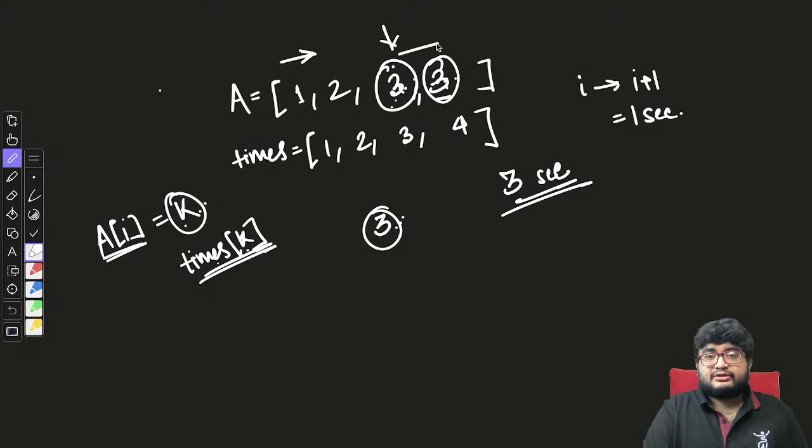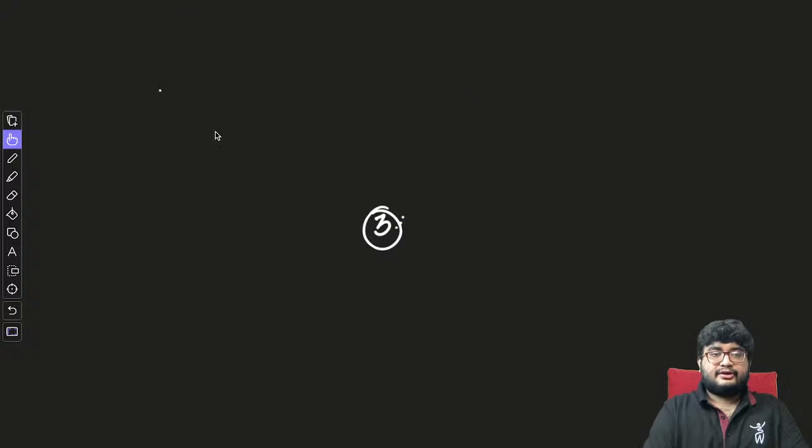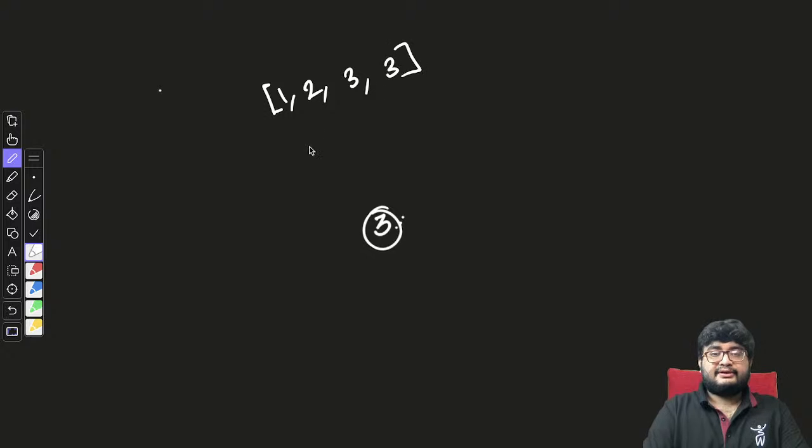But from this 3 to this 3 will just take 1 second to move, right? So we come to this 3 in 1 second, and we have to wait 2 more seconds, because after 3 seconds we'll be able to pick it. So we'll wait 2 more seconds, and then we can pick up this 3 as well. So let's dry run this once, and then we'll understand better. Okay, so we have 1 2 3 3, and the times array is 1 2 3 4.